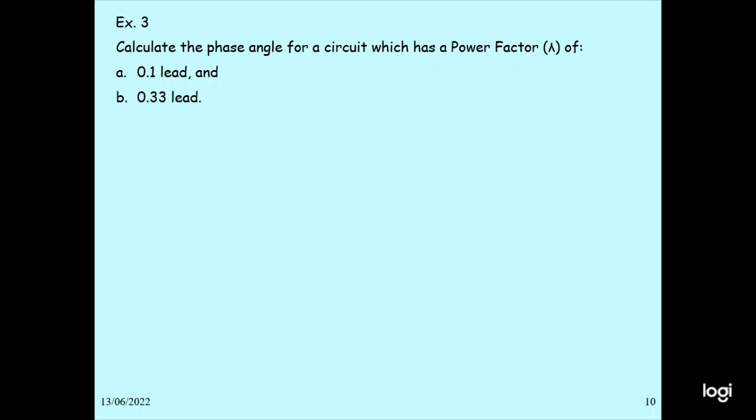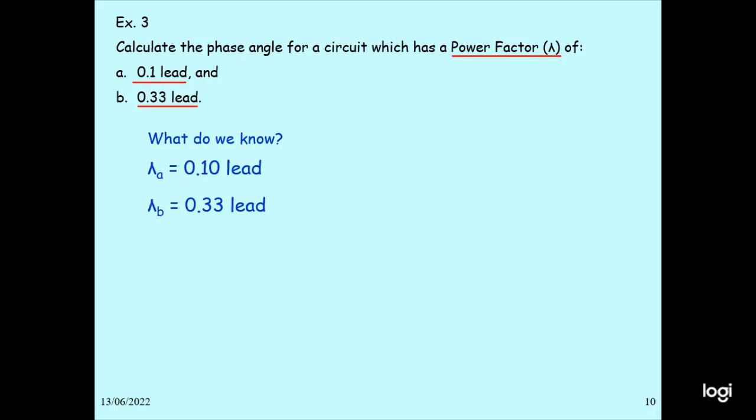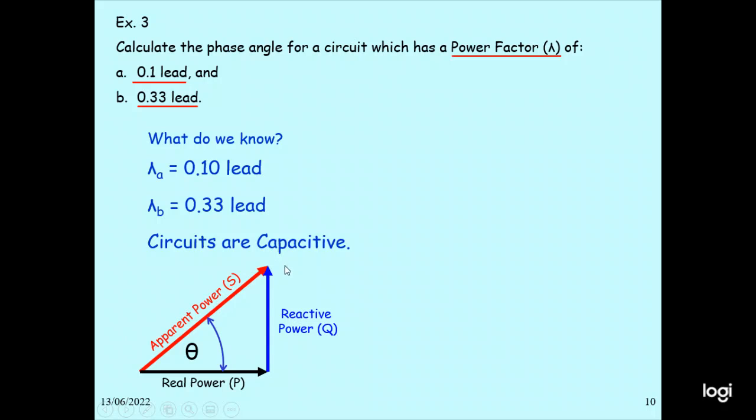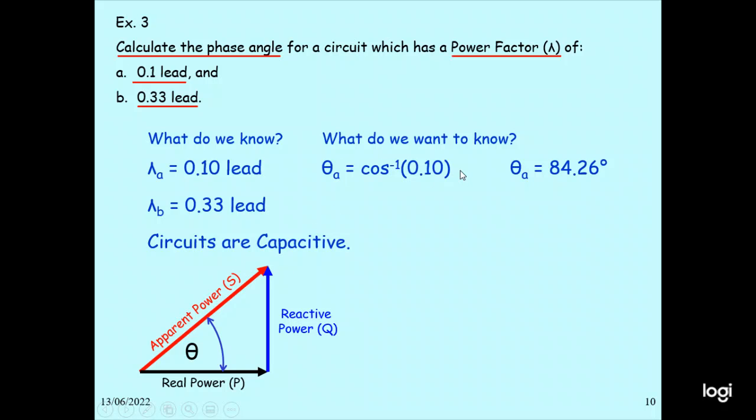Calculate the phase angle for the circuit which has a power factor of 0.1 leading and 0.33 leading. In this case, what do we know? Power factor values are given, 0.1 leading and 0.33 leading. Circuits are capacitive, apparent power, the reactive power and real power. So what do we want to know? Theta A, you have to find the cos inverse of 0.1, so you get 84.26 degrees. Theta B is cos inverse of 0.33, you get 70.73 degrees.